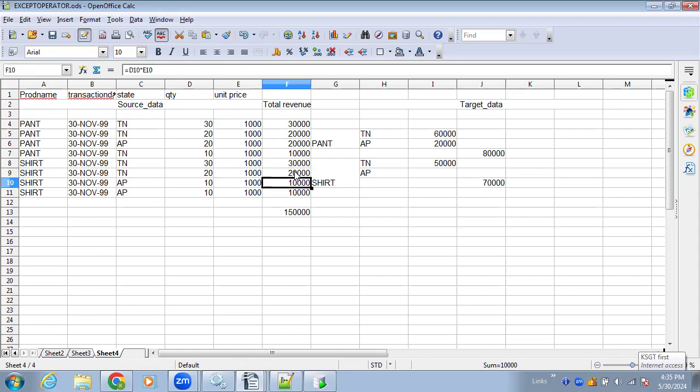If you think in AP, it is only 20,000 because it could be less humid, so the cotton shirts are going lesser. The product also you can just add the type and all that stuff. But this could be the split.